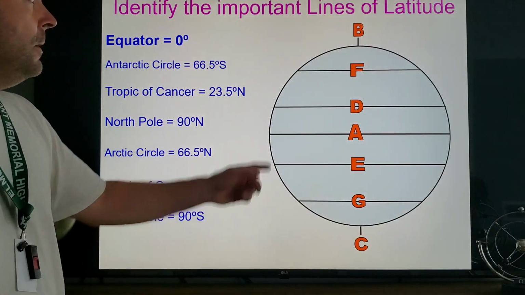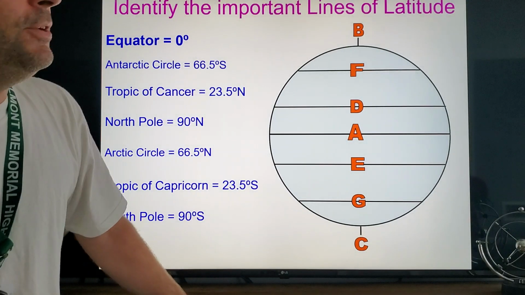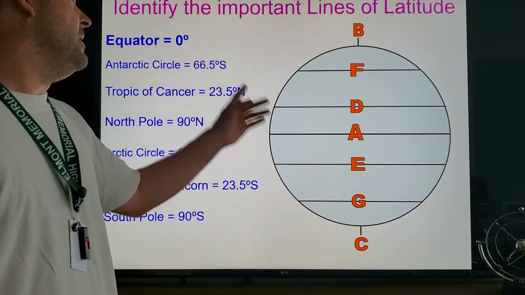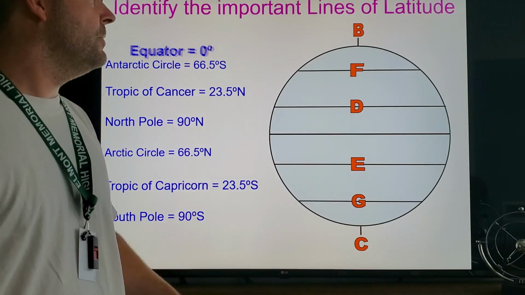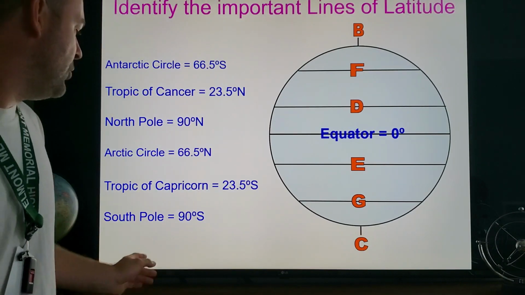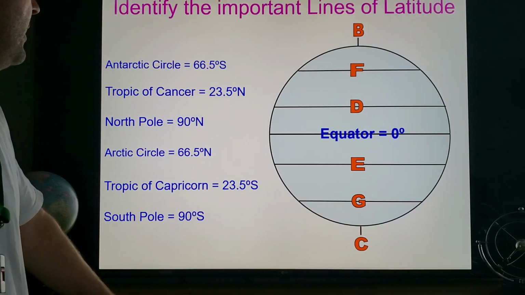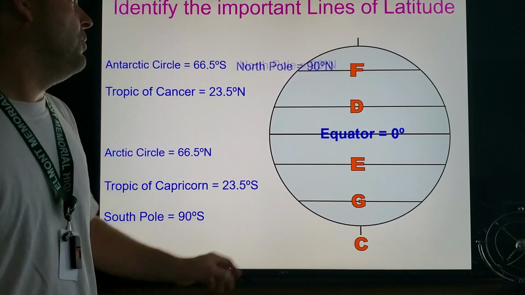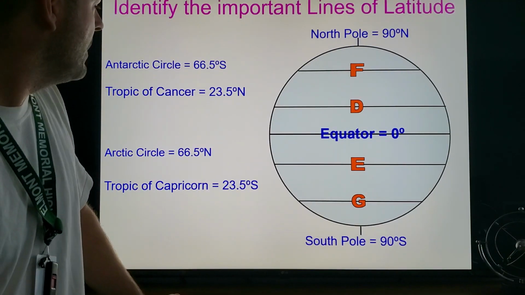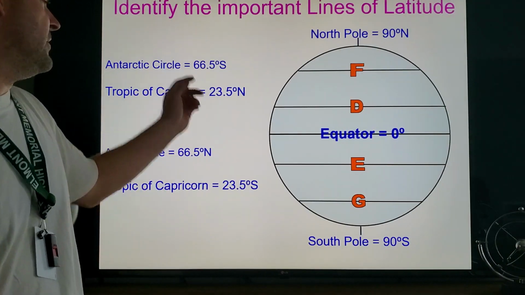Can you name these lines of latitude? Famous lines? I'll bet you could name most of them. We'll start with the easy one: the equator, right in the middle there. And then there are some other ones. I'm sure you've heard of these. Let's make sure you know where they go. Your good old North Pole, followed by your South Pole. But what about these others, the tropics and the Arctics?